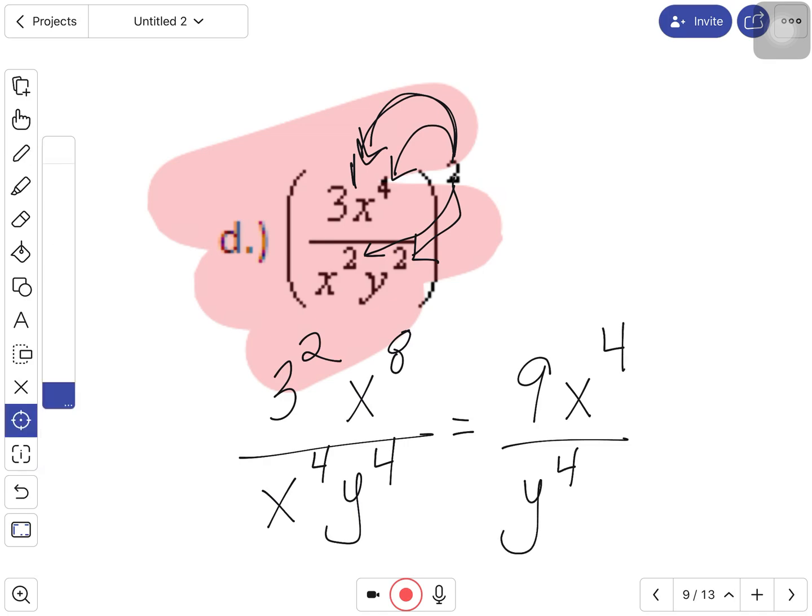Now if this 4 here ended up as negative, I'd have to put it on the bottom. So if this problem presented as the reciprocal, my difference would be on the bottom. And that's that.